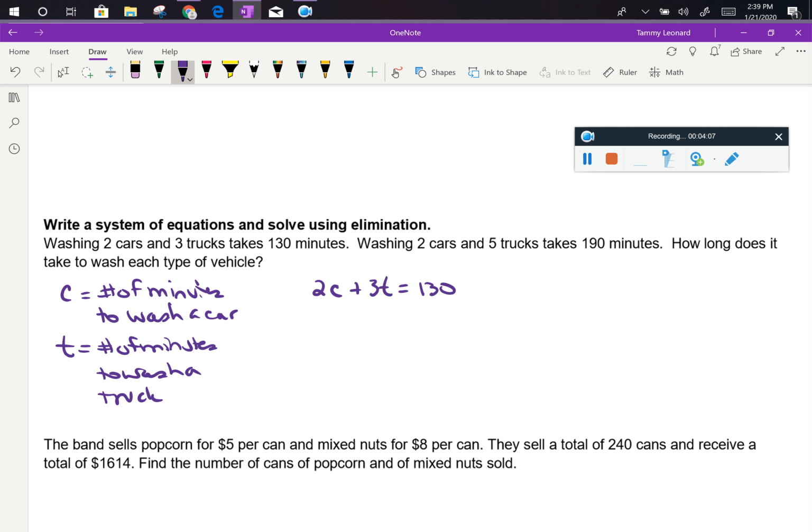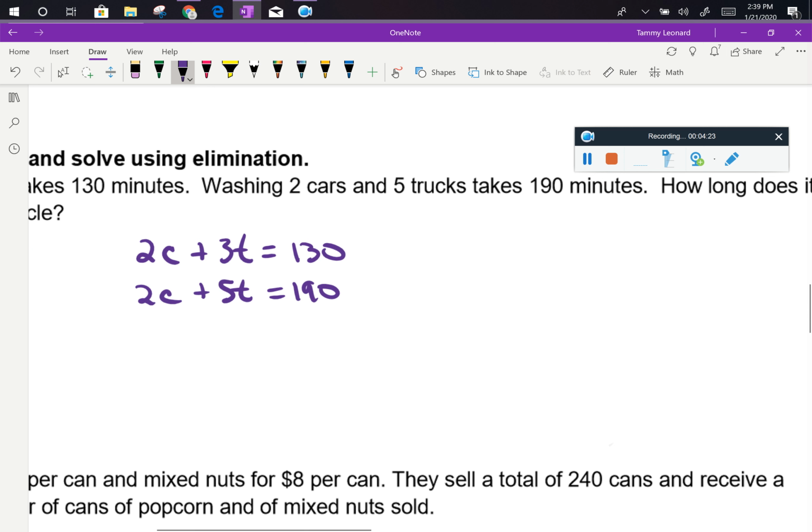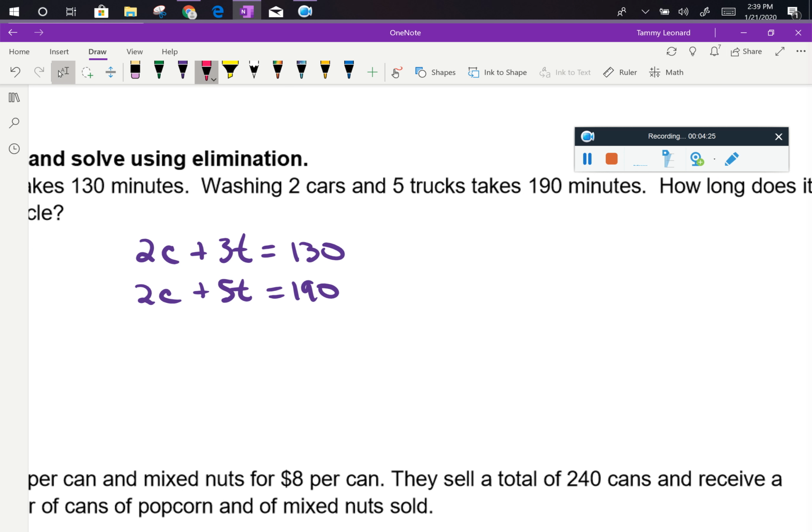Now my second equation is going to follow the same pattern. I have 2 times C for the amount of time it takes to wash 2 cars plus 5 times T for the amount of time it takes to wash 5 trucks. And we know that that equals 190 minutes. So now we can solve by elimination.